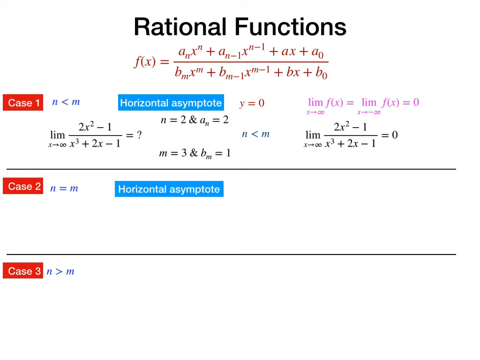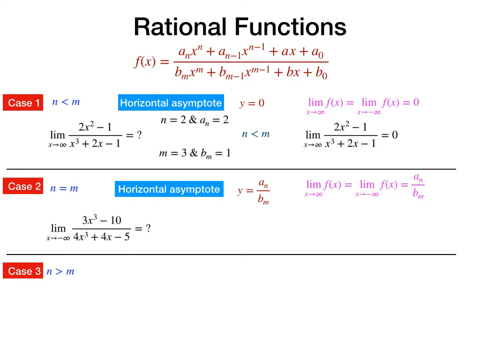And the second case is when m equals n. In this case, we also have one horizontal asymptote, which is y equals the ratio of a sub n divided by b sub n. And that leads to the limit of the function when x goes to positive infinity or negative infinity being a sub n over b sub n.